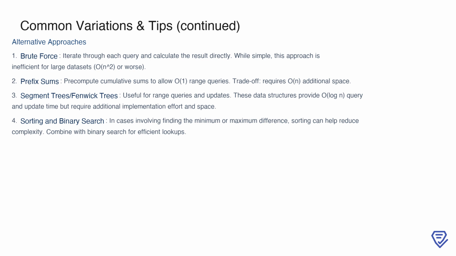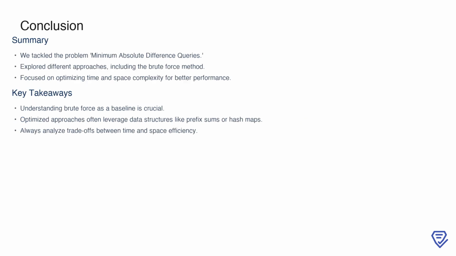Finally, for problems involving finding minimum or maximum differences, sorting the array can simplify the process. When combined with binary search, this method allows for efficient lookups and can drastically reduce the overall complexity. Each approach has its trade-offs, and the best choice depends on the specific constraints and requirements of the problem. Great job! We've summarized the key approaches and takeaways from solving minimum absolute difference queries.